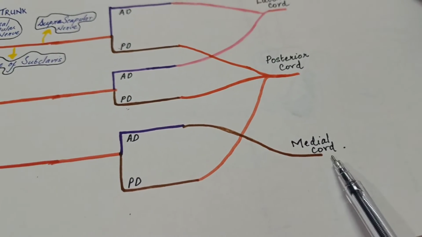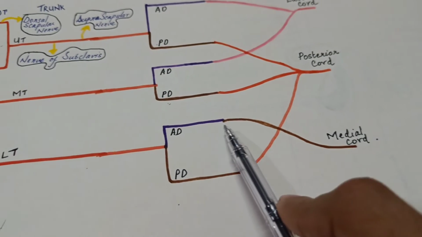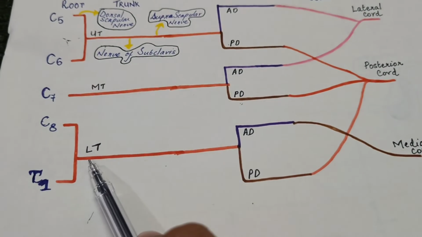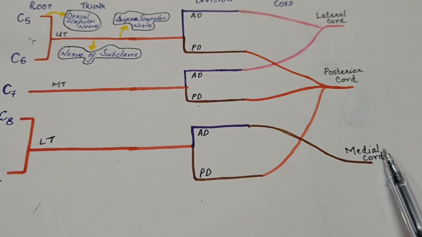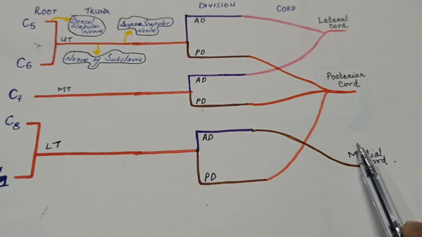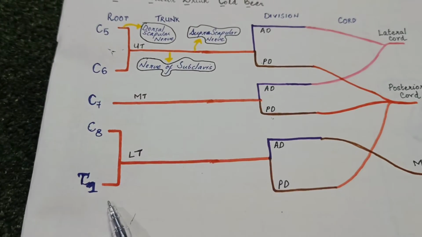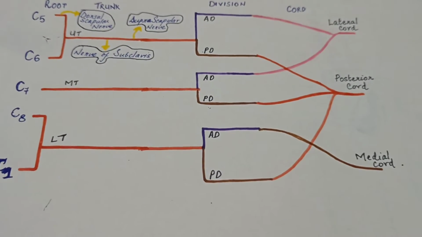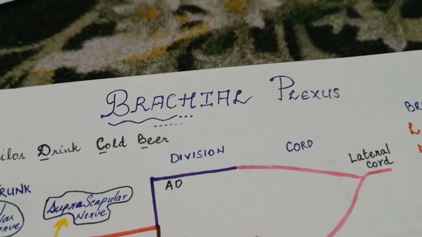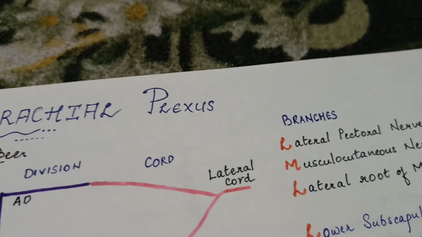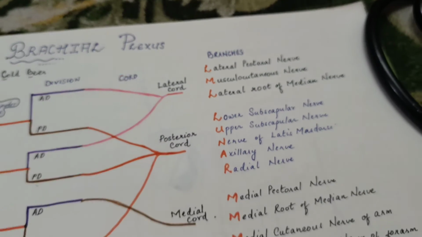The last cord is the medial cord. The medial cord originates from the anterior division of the lower trunk. The root value of the medial cord is C8 and T1. Now we enter the branches. B for branch. We have this many branches.